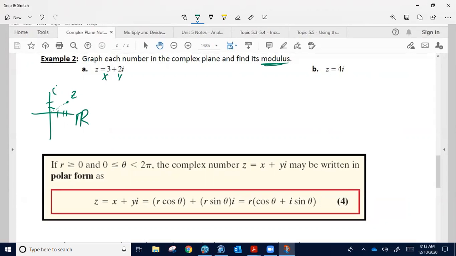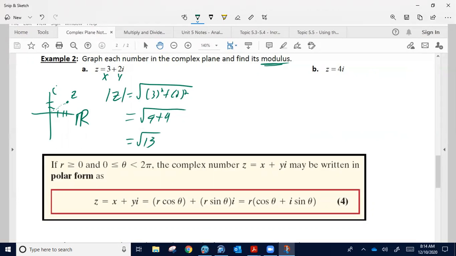And we can find that just like we found other items, as kind of a spin on the Pythagorean theorem. The modulus of Z would be radical 3 squared plus 2 squared, which is radical 9 plus 4, which is radical 13. Or that would be 3.5-ish as a decimal.